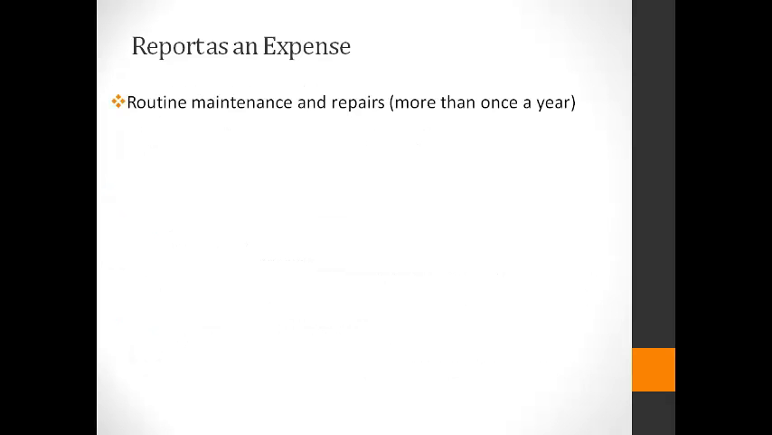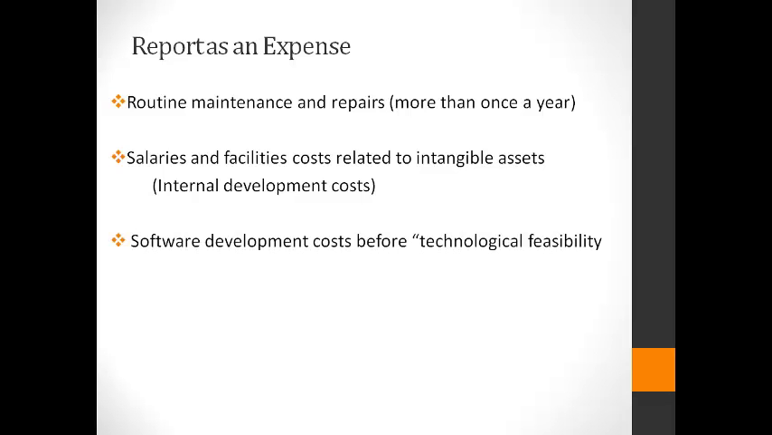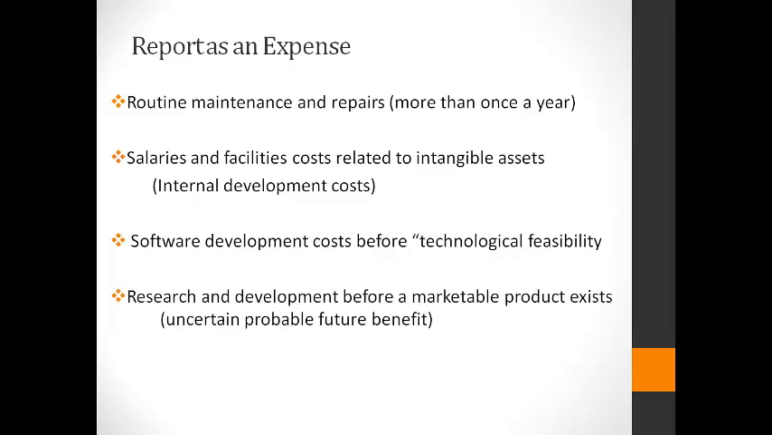Costs that are generally reported as expenses include routine maintenance or repairs that must be paid more than once a year, the cost of salaries and the use of facilities related to developing intangible assets, software development costs before technological feasibility, research and development costs before a marketable product exists, and advertising expense due to the uncertainty of probable future economic benefit. Take a moment and review these important guidelines.